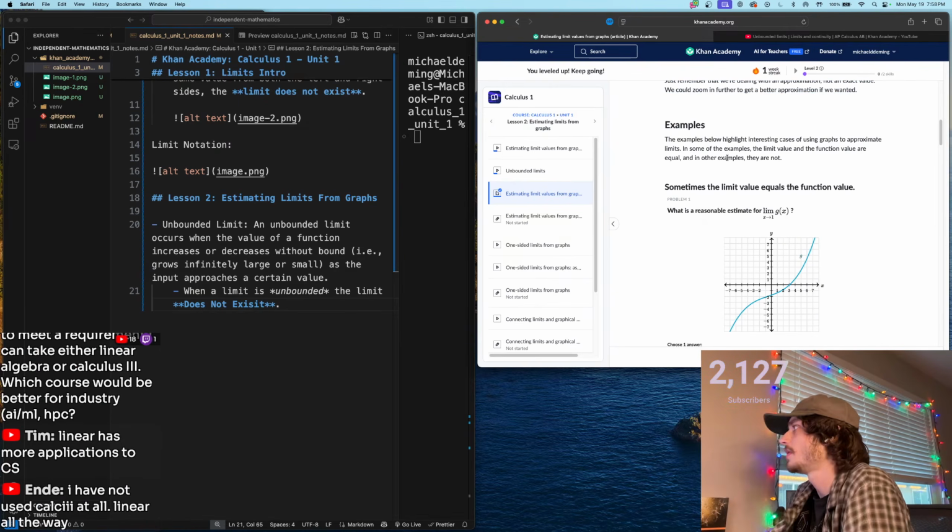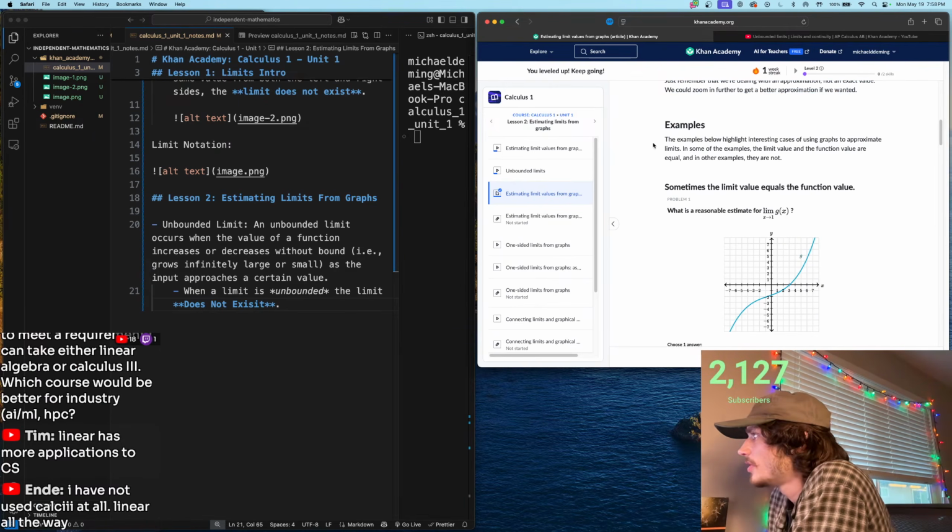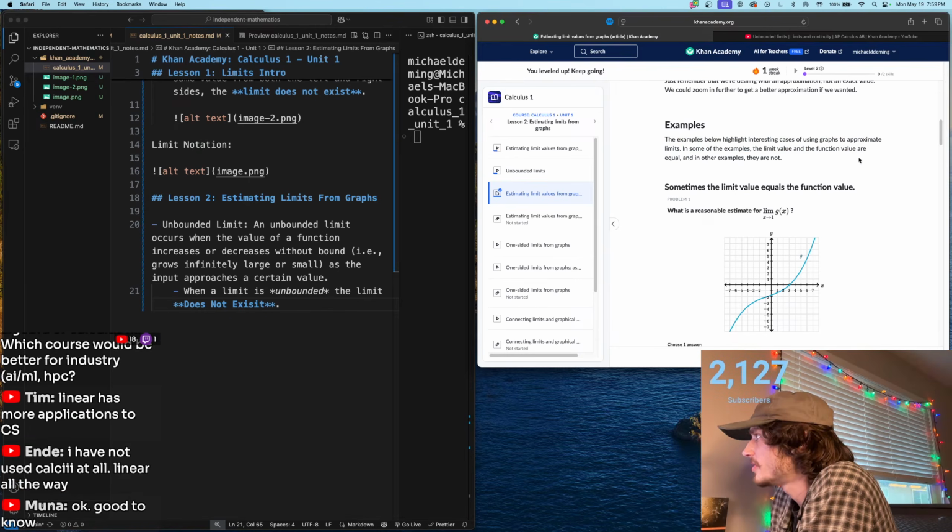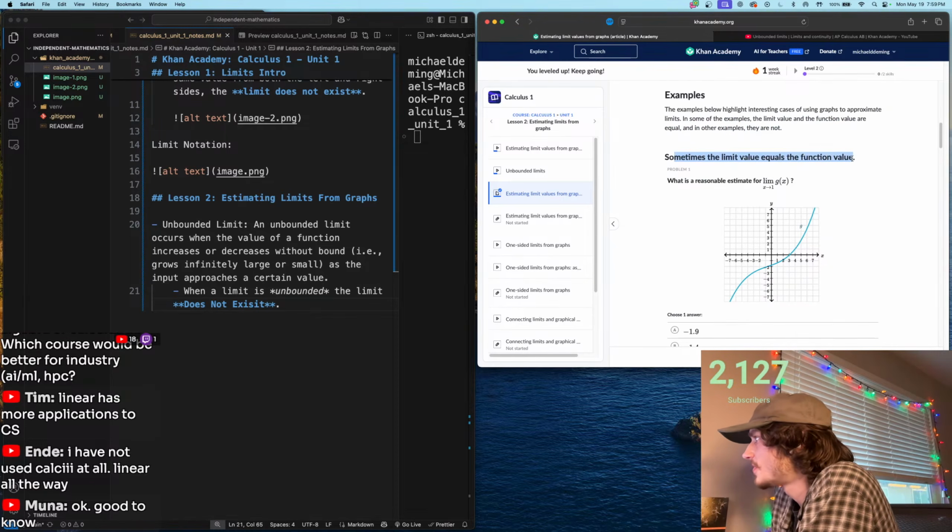Examples. The examples below highlight interesting cases of using graphs to approximate limits. In some of the examples, the limit value and the function value are equal, and in other examples they are not. Sometimes the limit value equals the function value.